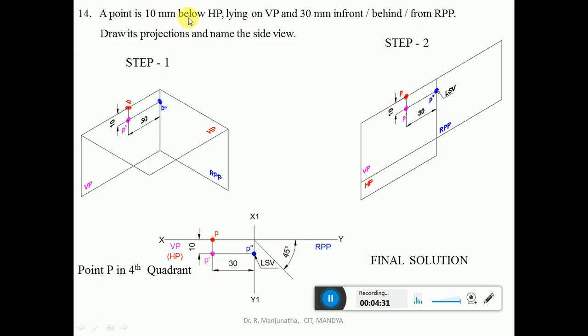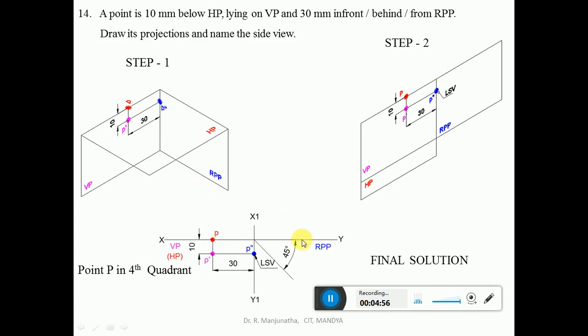Then the distance below HP is seen in VP. Since VP is below the XY line, from the XY line you measure 10 mm below and mark that point, which is P dash. And the point is lying on VP, so obviously the point will be on HP. So you are going to get the point on the XY line in the top view and mark that point as P. Since in the profile view you can see the distances of both the front view and the top view.